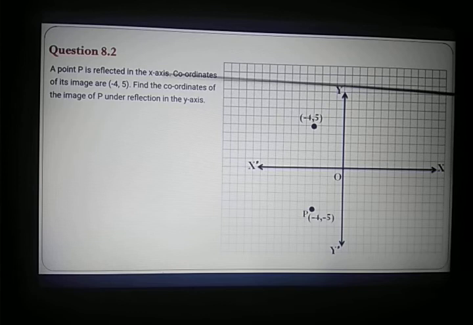Now the question is saying find the coordinates of the image of P. You need to find the coordinate of the image of P under the reflection in the y-axis. Now point P is reflected under the y-axis, so its reflection will lie somewhere over here, right? So you have to find the coordinate of that, which will be equal to 4, minus 5.